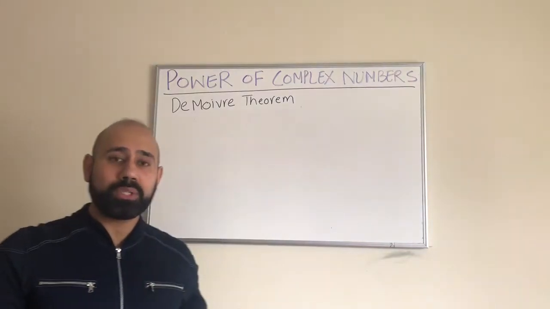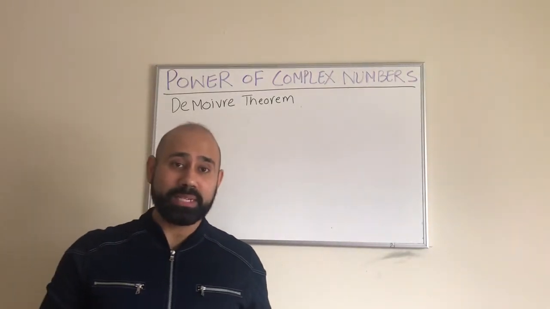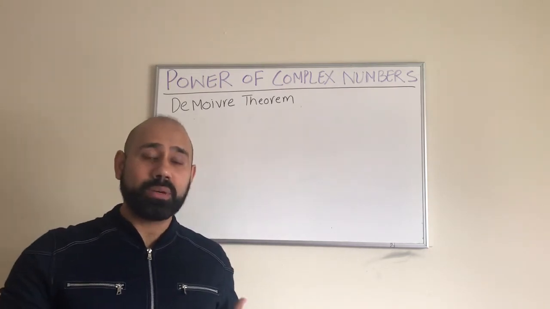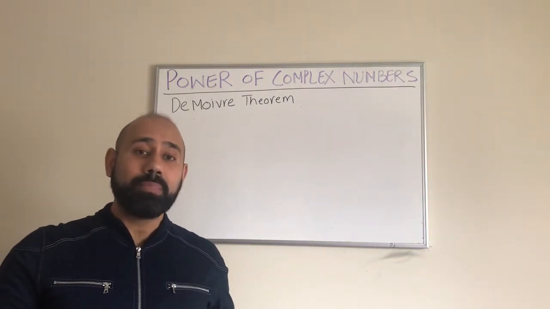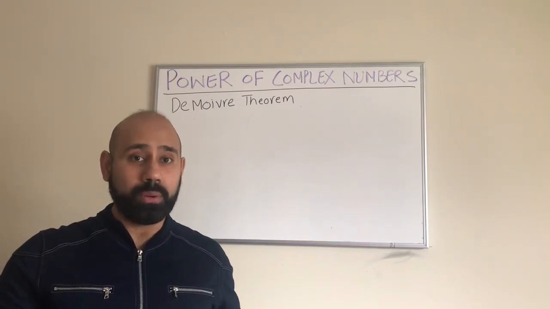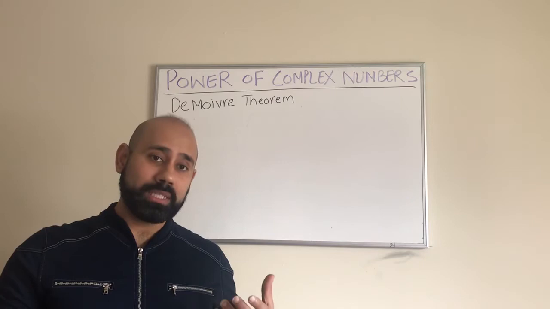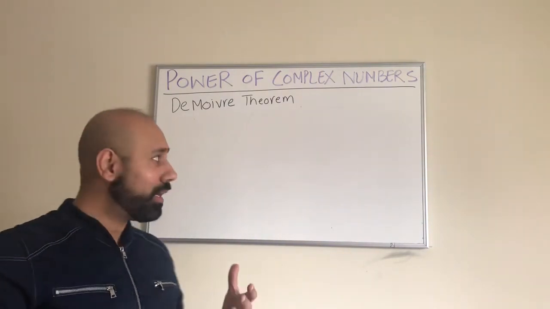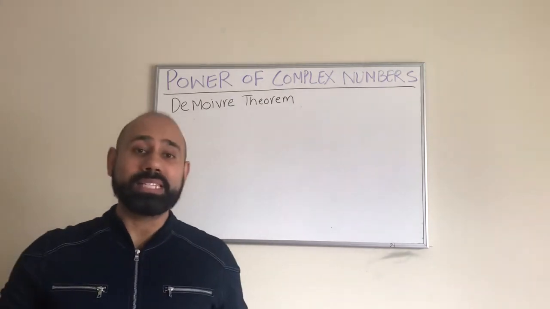Guys, in this video, I want to talk about the power of complex numbers. The French mathematician de Moivre came up with a theorem that shows how to take powers of complex numbers expressed in the polar or trig form. I want to start with a simple basic example, and then from there we can generalize and see what de Moivre's theorem actually states.